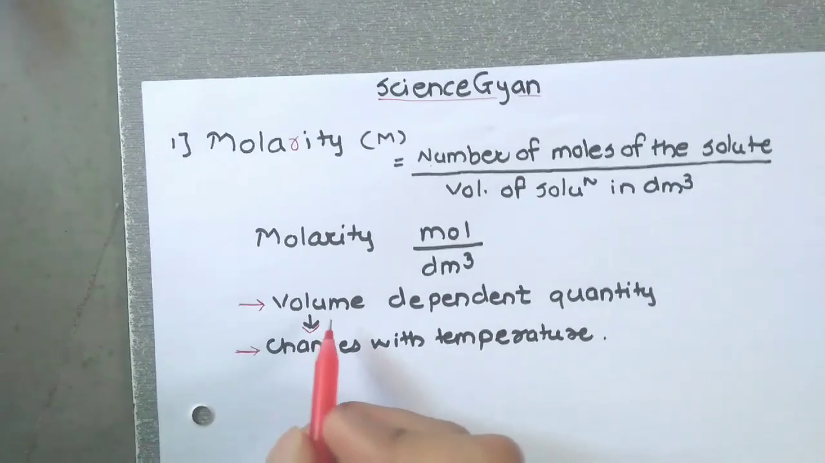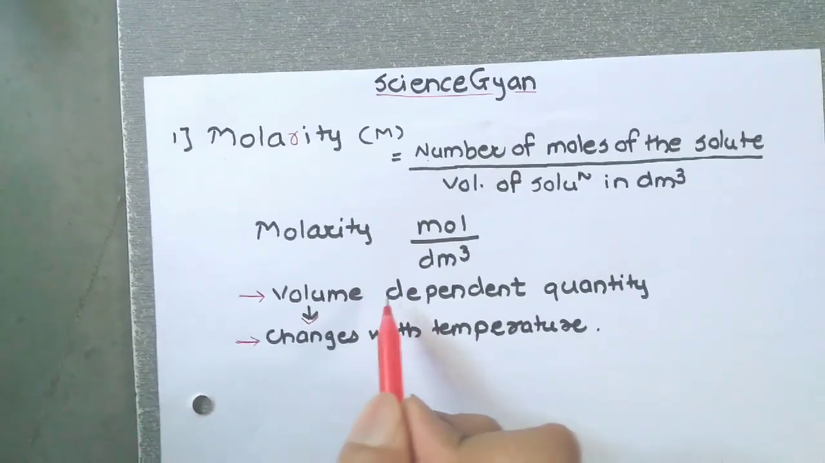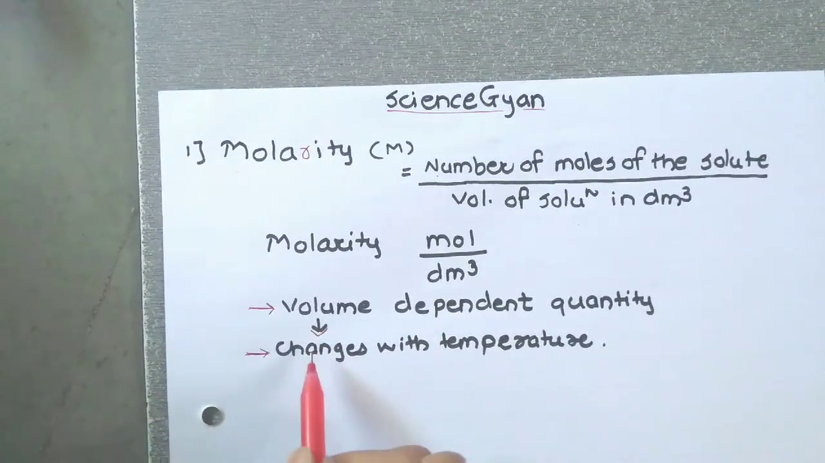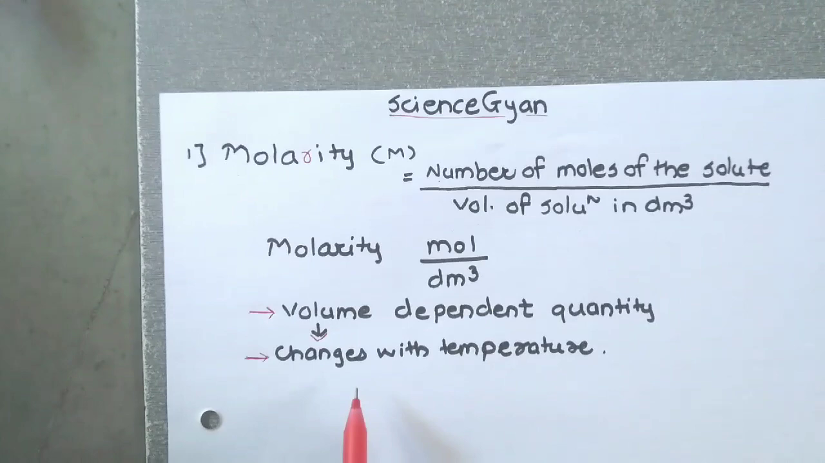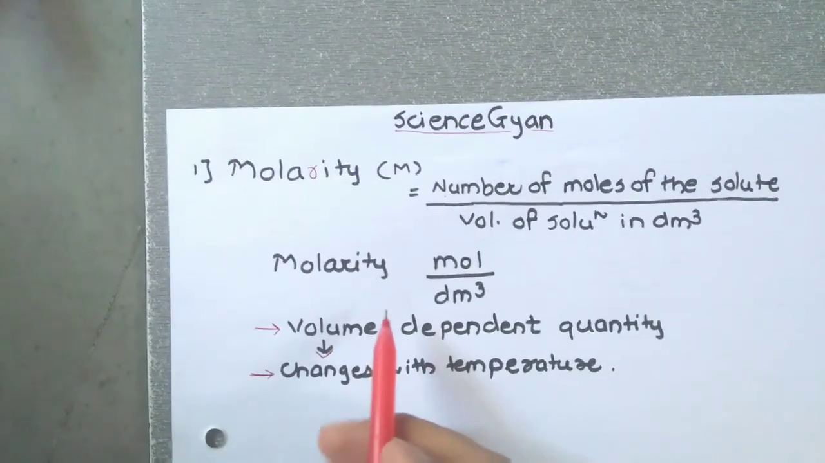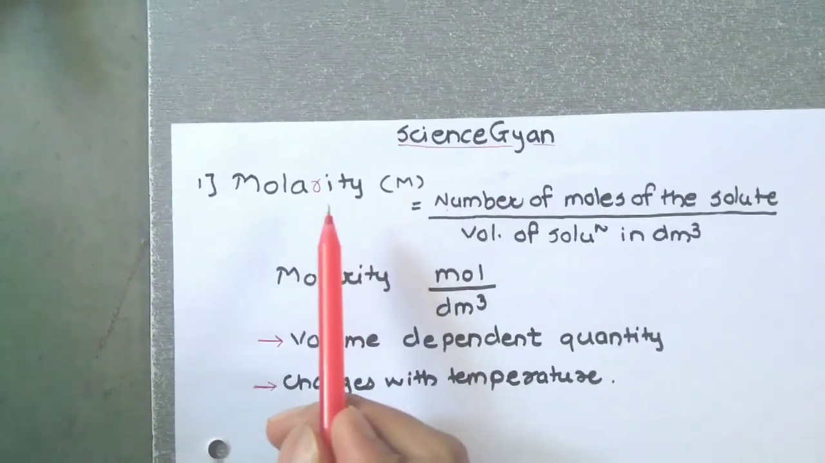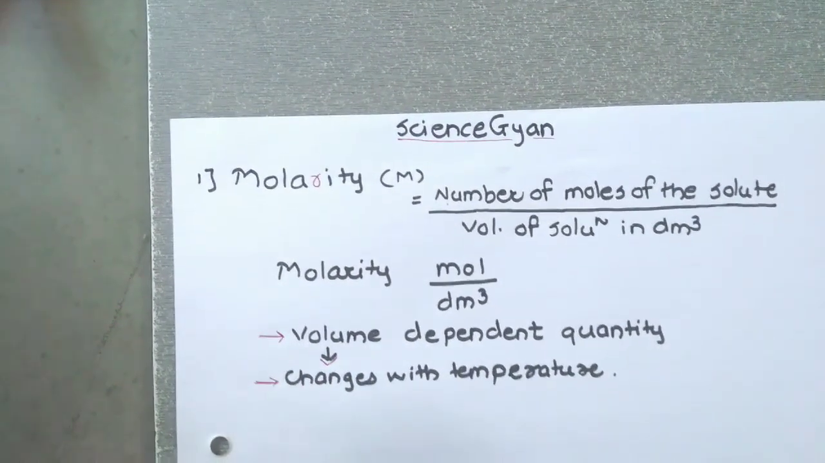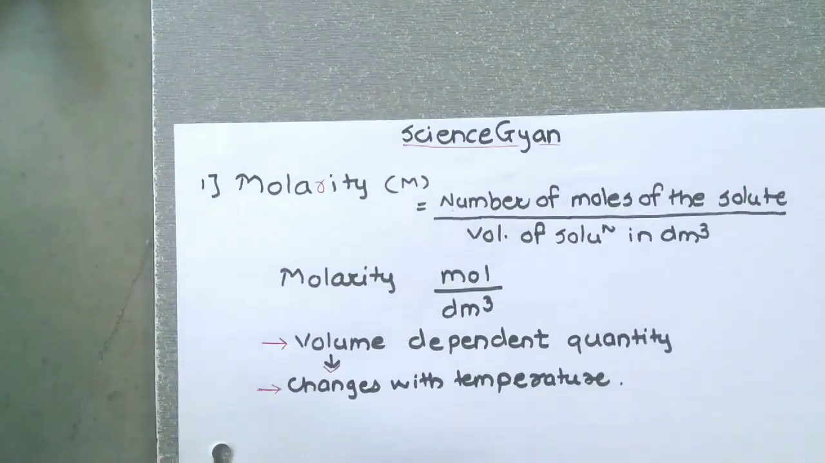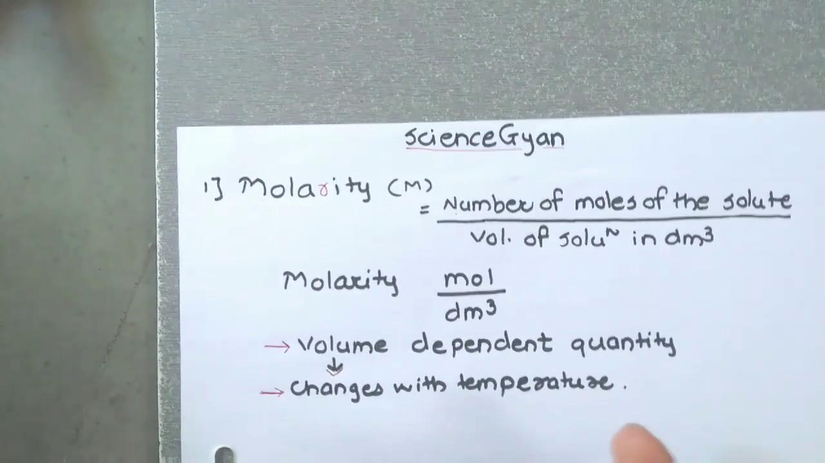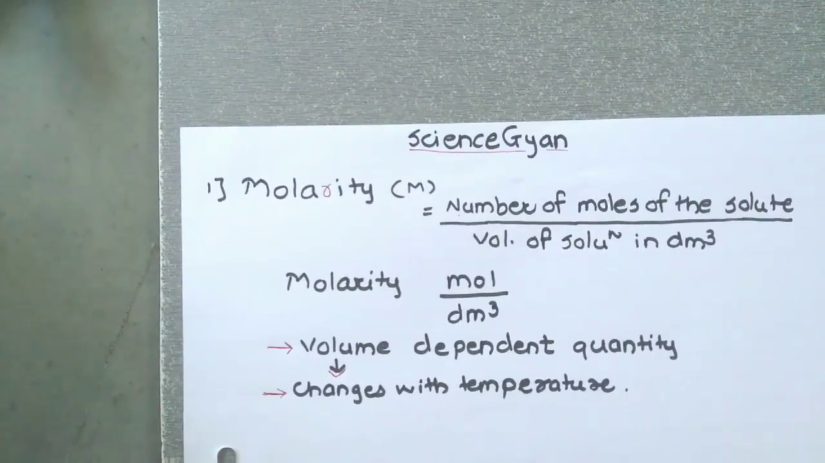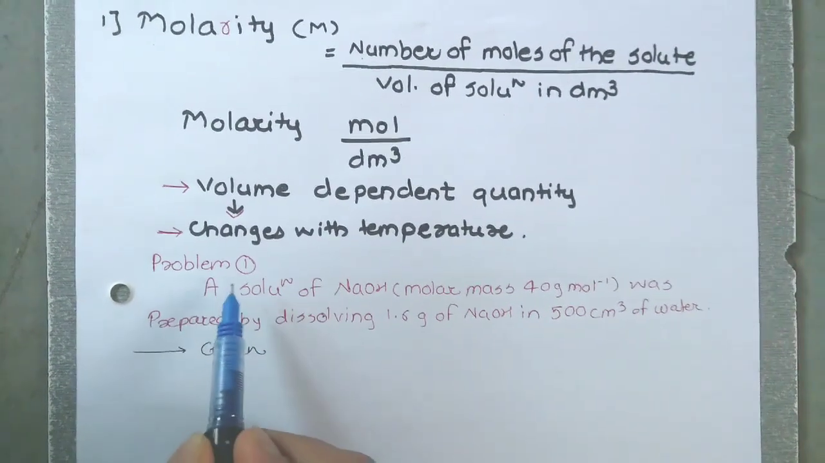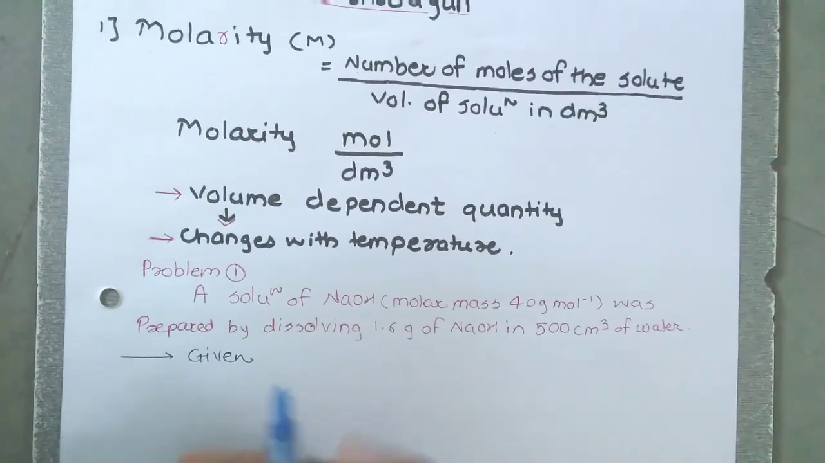One of the important points is that molarity is a volume dependent quantity, but volume changes with temperature. Hence, a drawback of expressing concentration as molarity is that it is temperature dependent. As temperature varies, the molarity of a solution may vary. Now we will see how to solve numericals based on molarity.